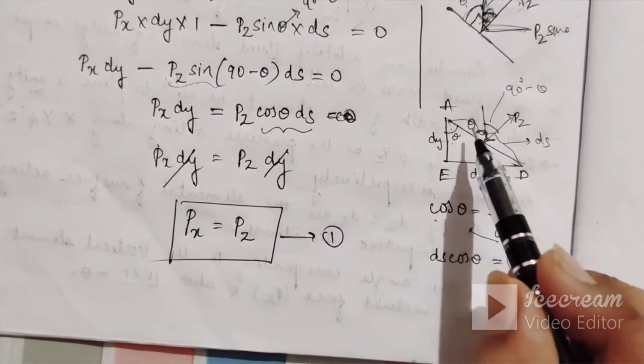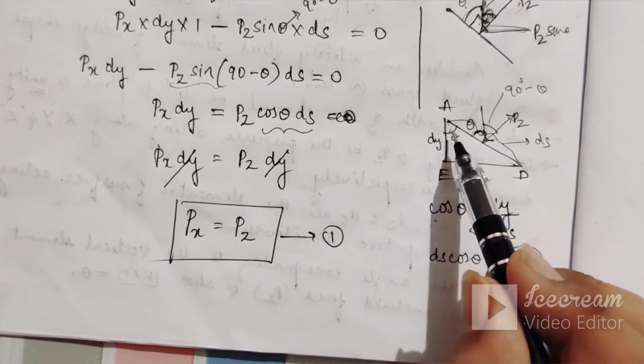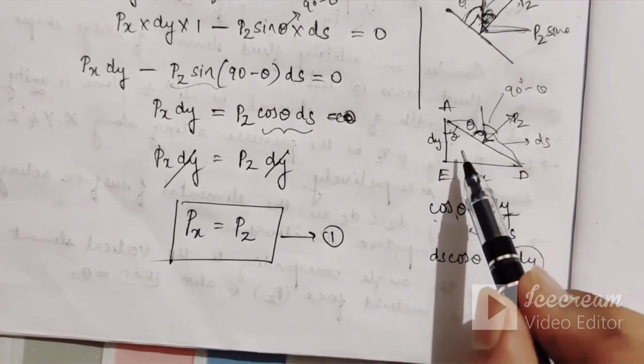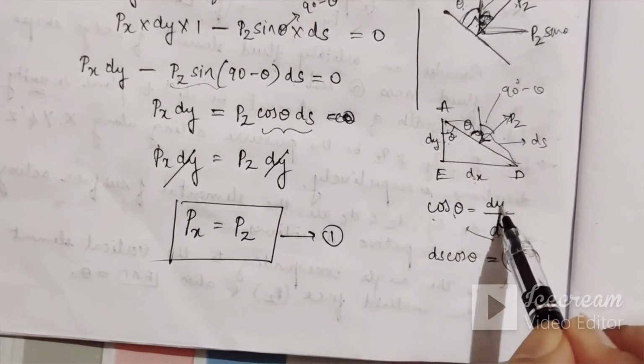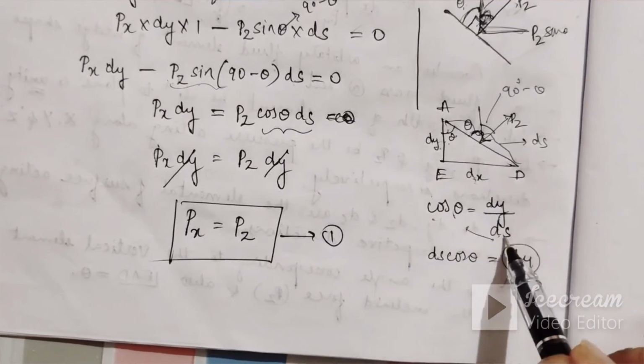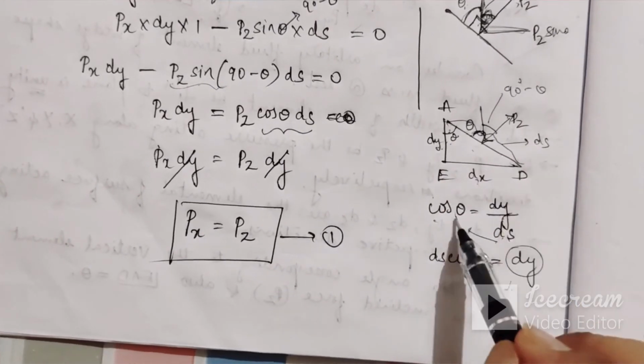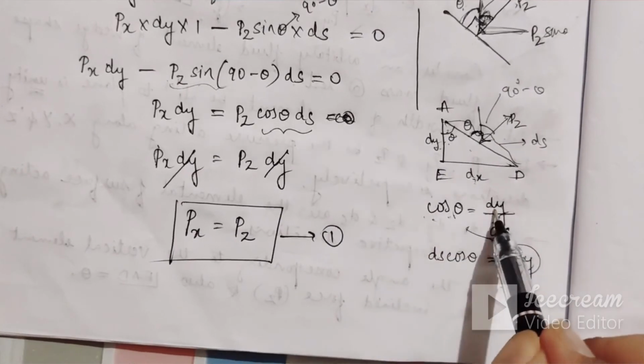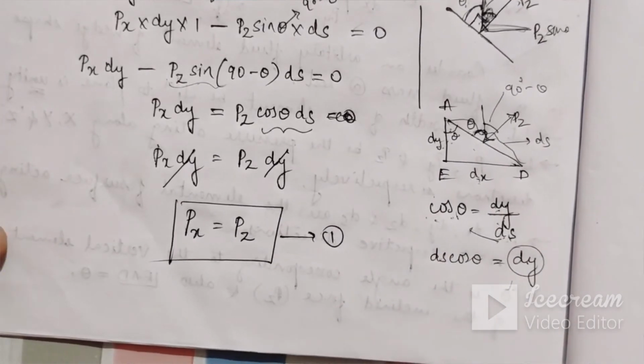I took the wedge term, theta is the angle, so cos theta from the figure is adjacent by hypotenuse, adjacent is dy, hypotenuse is ds, so cos theta is dy by ds. So I'll multiply ds to that side. ds cos theta is equal to what? The dy term.